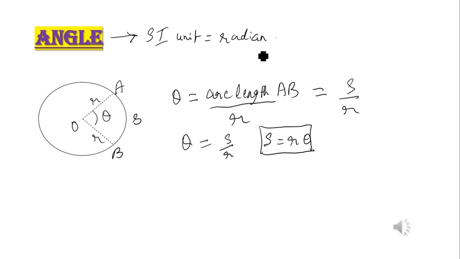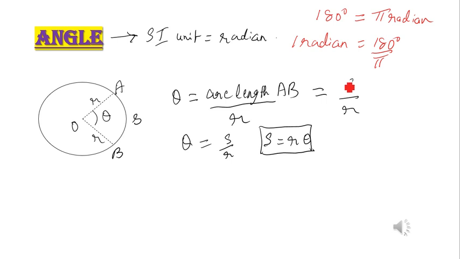Now to convert radian into degree, the very first thing which you should know is that 180 degree is equal to pi radian. 180 degree is equal to pi radian, and so if you use the unitary method, what you will get? 1 radian is equal to 180 degree by pi.